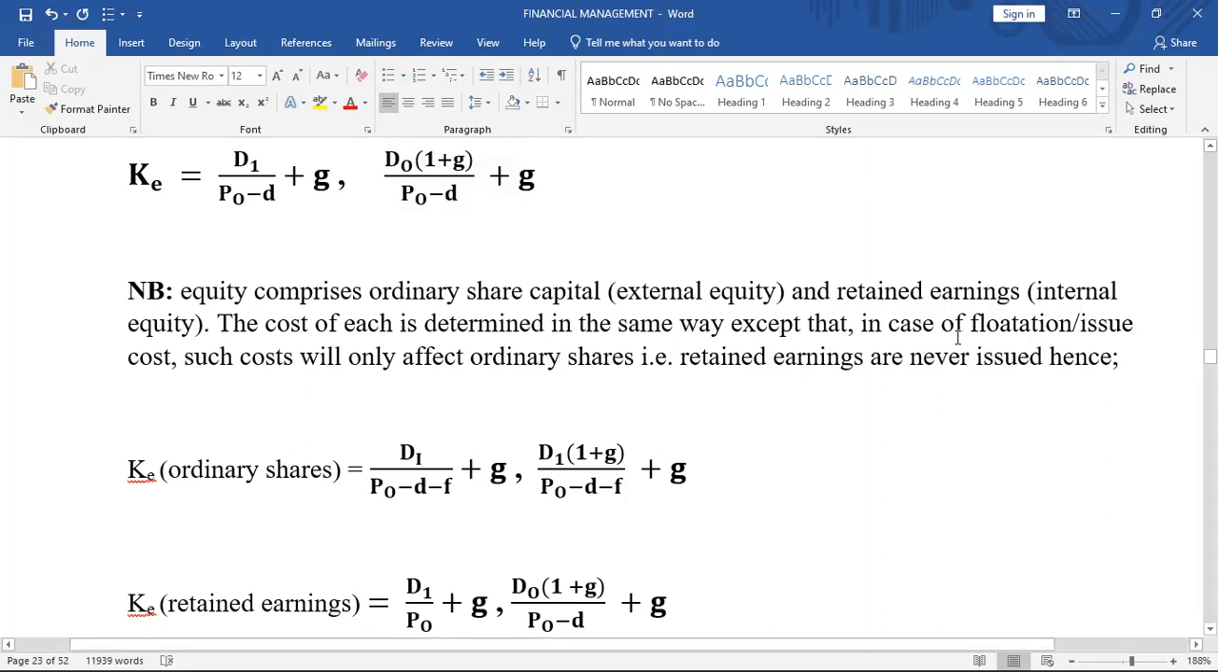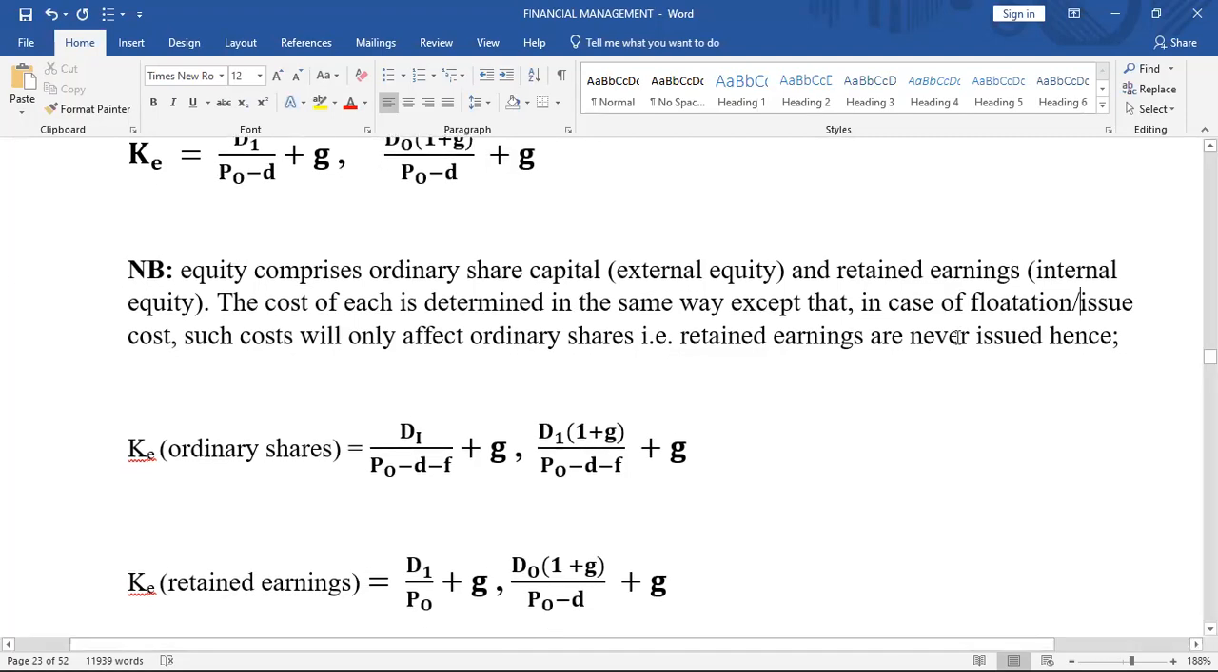The reason the flotation costs always affect the ordinary shares is that retained earnings are just a proportion agreed between the ordinary shareholders to hold that money within the organization for reinvestment purposes. The retained earnings are never issued. The ordinary shares are the ones normally issued to the public for subscription, and they are affected by the issue cost.